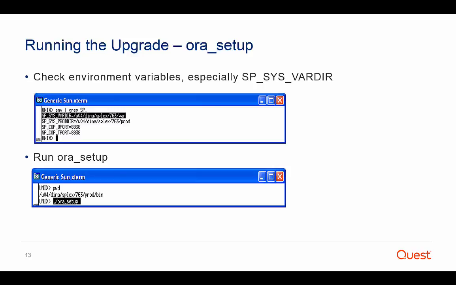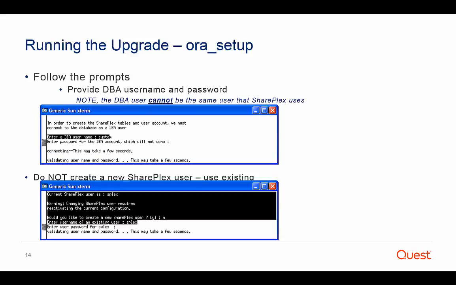Now we will need to execute part 2 of the upgrade process, the running of ora_setup, which will upgrade SharePlex internal tables. First, export the SPLEX_VARDIR environment variable that corresponds to the variable data directory used in this upgrade procedure. Then execute ora_setup. The ora_setup binary is located in prod_dir bin.